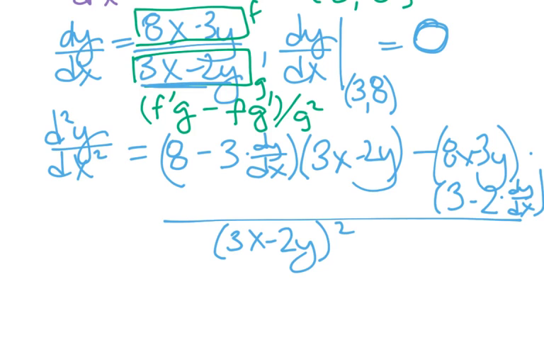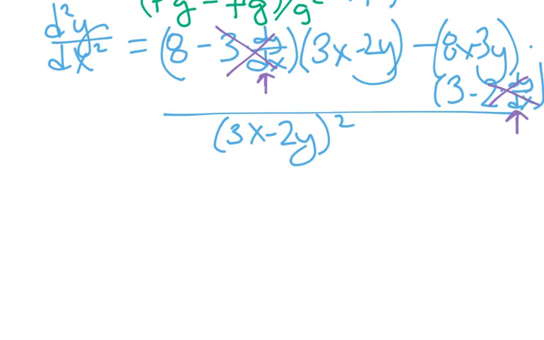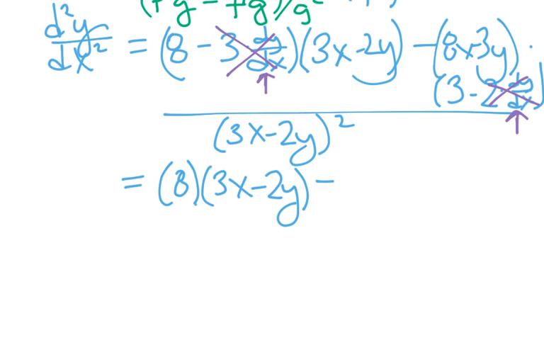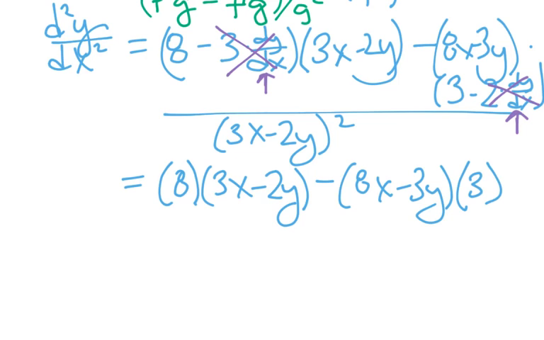All right, the great thing here is we already know dy/dx is 0. So if we substitute 0 in here for dy/dx, this part completely disappears because 3 times 0 is 0. And if we plug in 0 here for dy/dx, this part disappears because 2 times 0 is 0. So that's going to simplify things for us. Okay, so now this is equal to 8 times (3x minus 2y) minus (8x minus 3y) times 3, all over (3x minus 2y) squared.